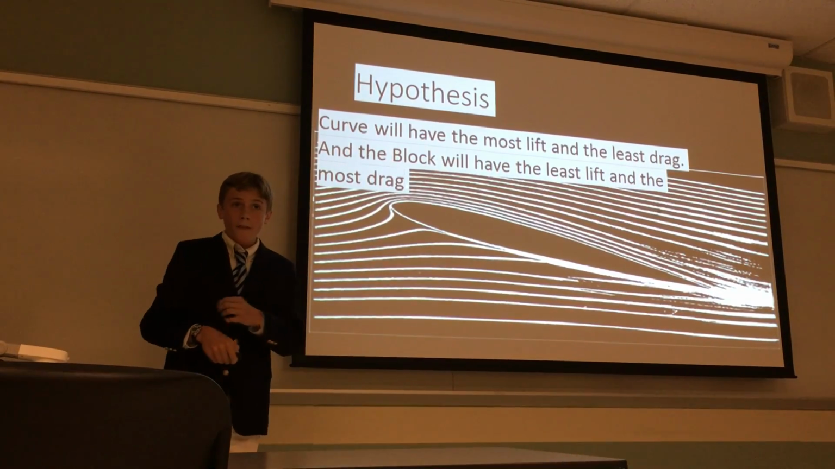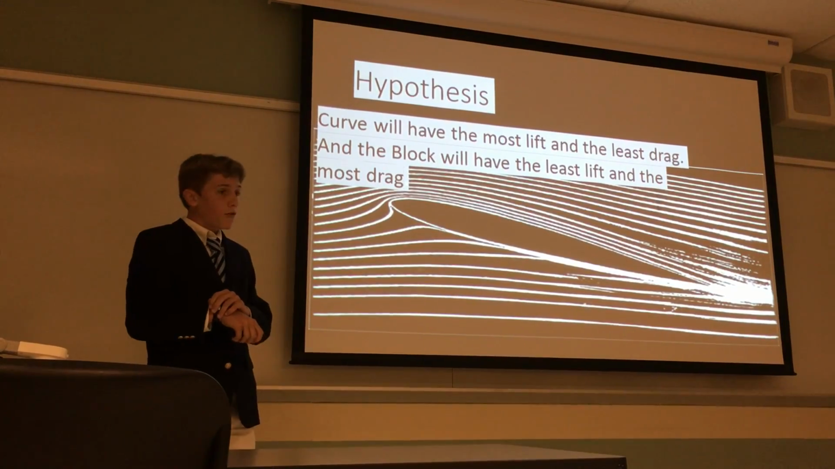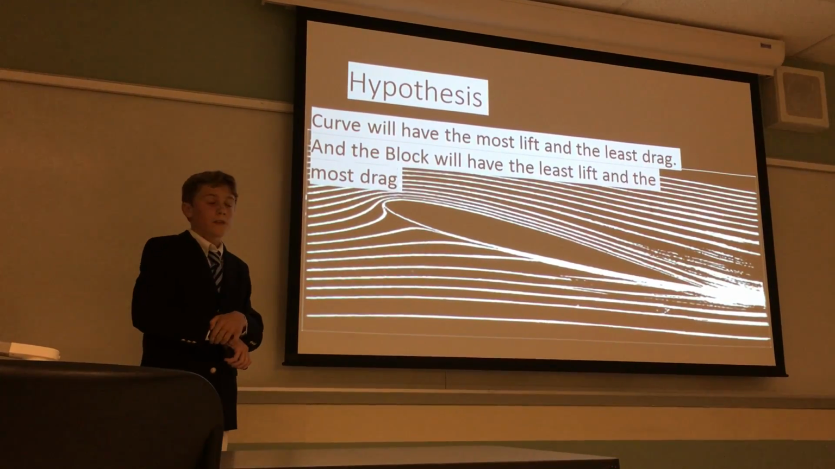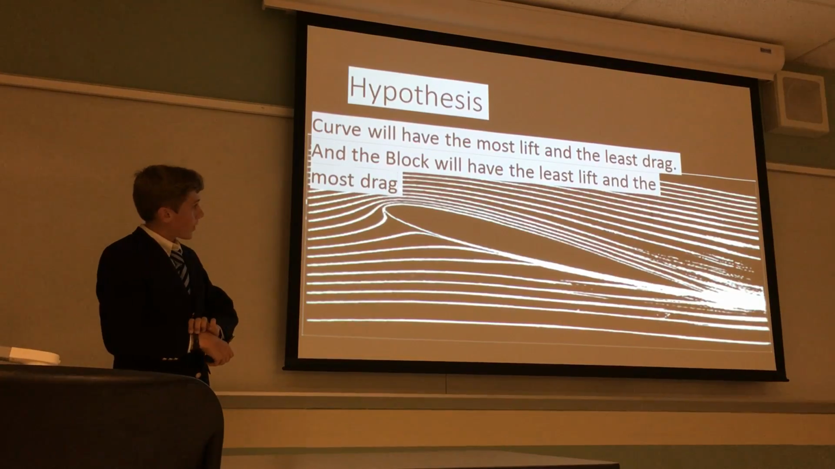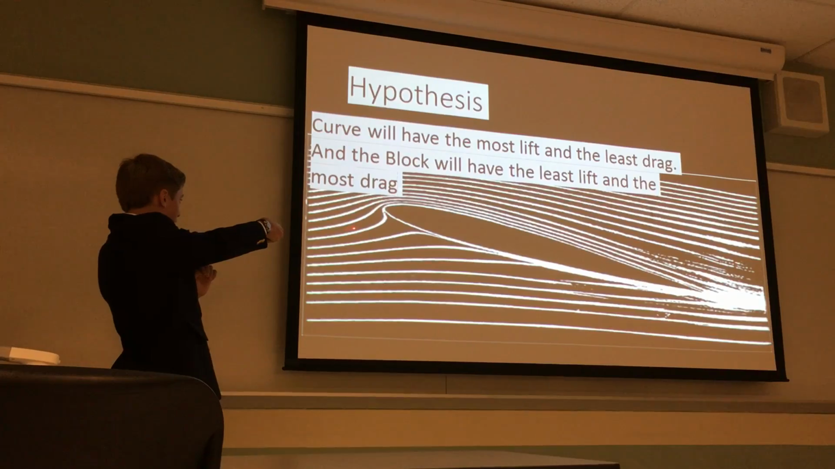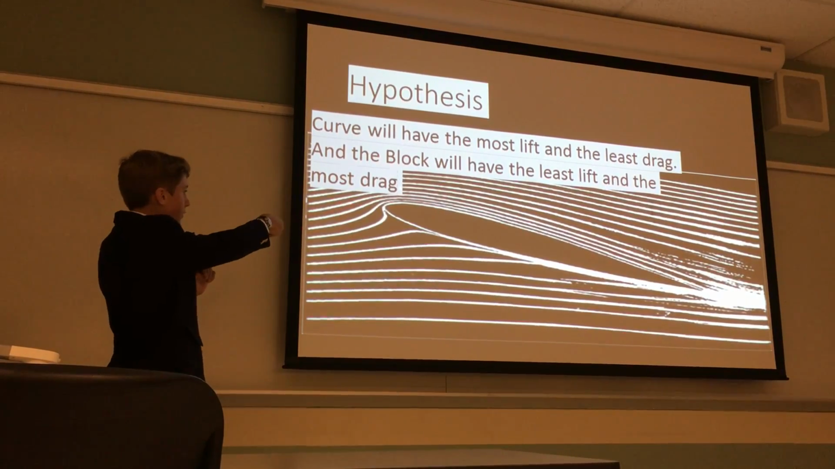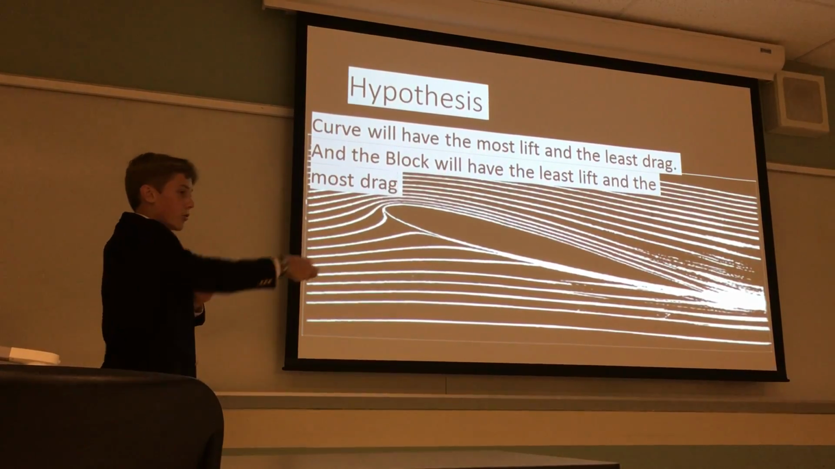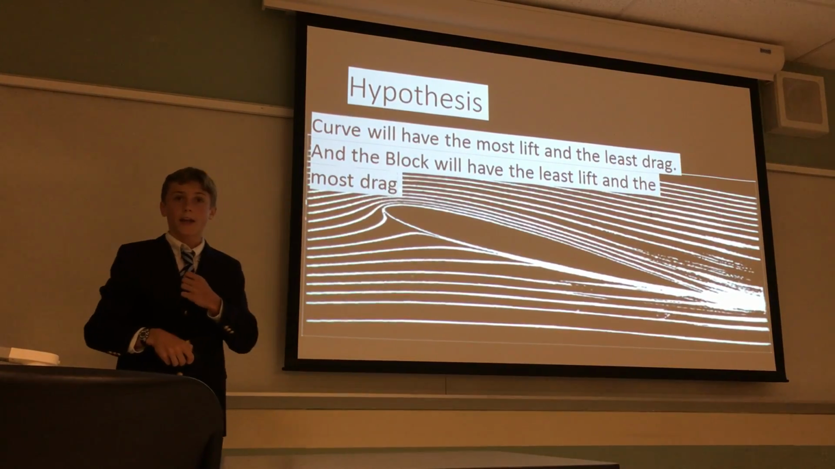Hypothesis. My hypothesis was that curve will have the least drag and the most lift, and block will have the least lift and the most drag. As you can see here, curve is very efficient because of its shape, directing the wind in a single current there, which can help it have very little drag and a very large lift.